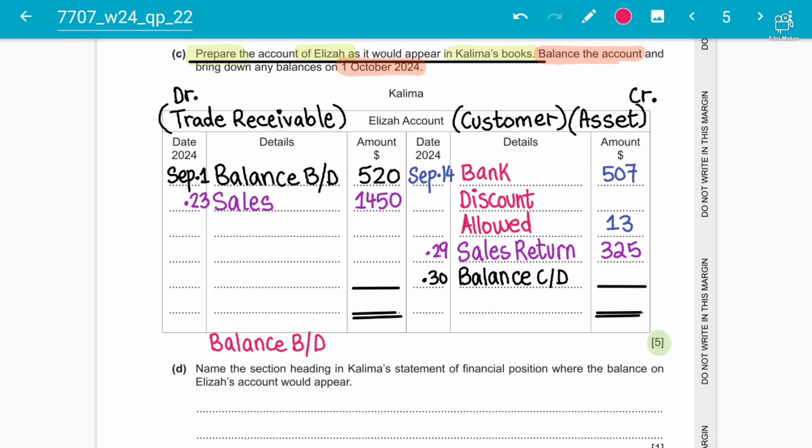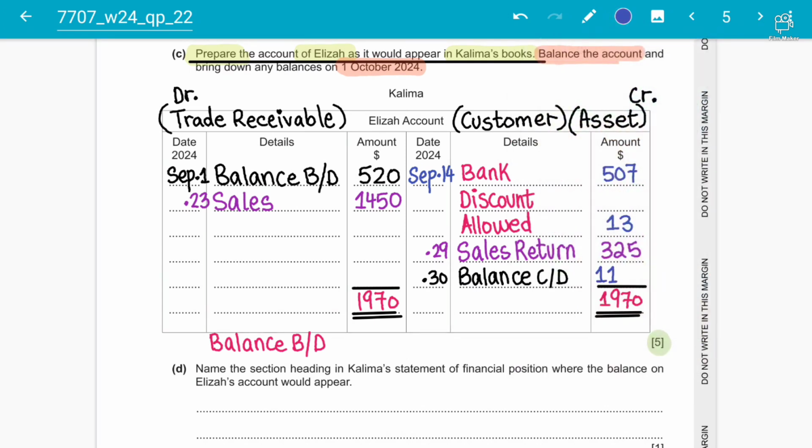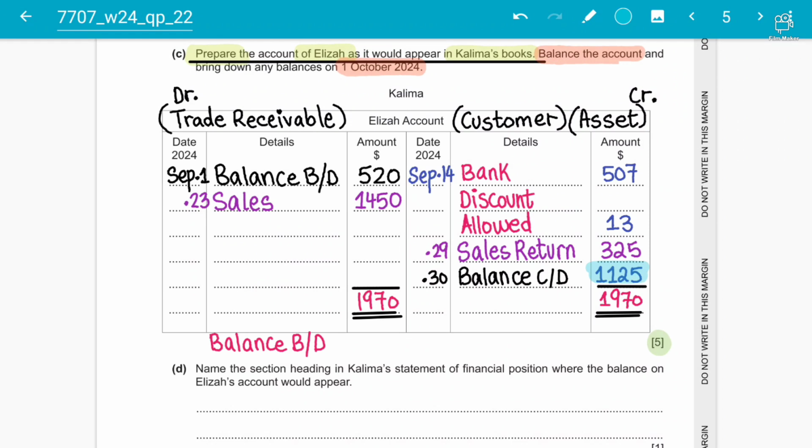520 plus 1,450, sir, that is 1,970. Both sides total 1,970, and then out of 1,970, sir, we subtract 507, 13 and $325. So still the balance that Aliza will owe Kalima is $1,125. We still need to receive, we mean Kalima still needs to receive $1,125 from Aliza in the next month, which is on October 1st of 2024. Make sure you try to do this above, because of the space that I didn't do it here. That's why the issue came, but hope everyone got it.